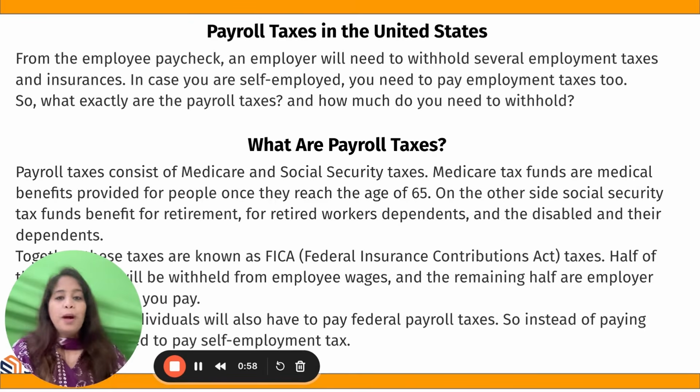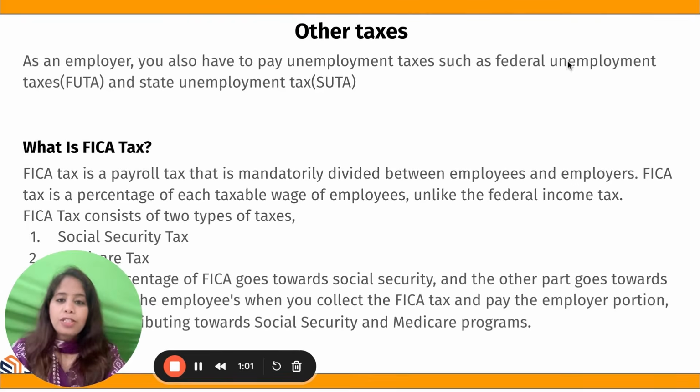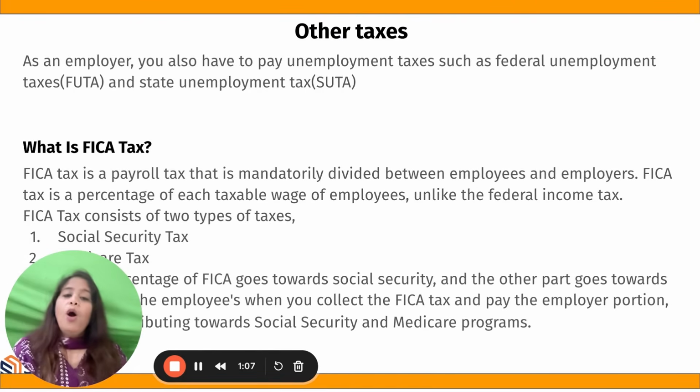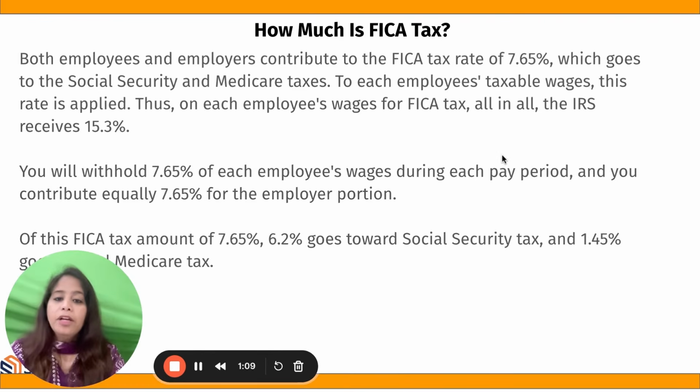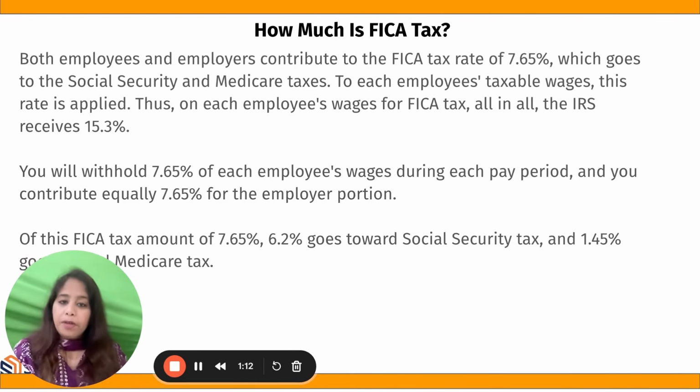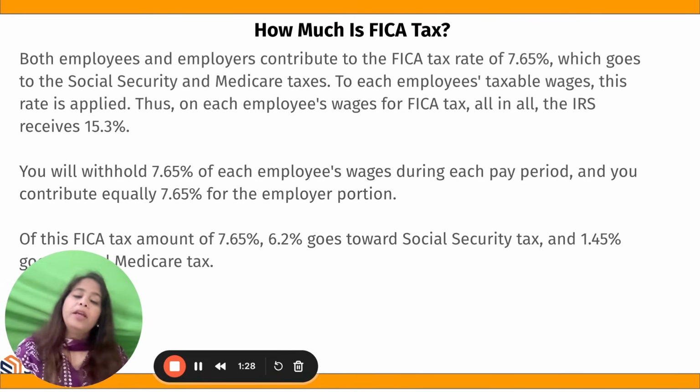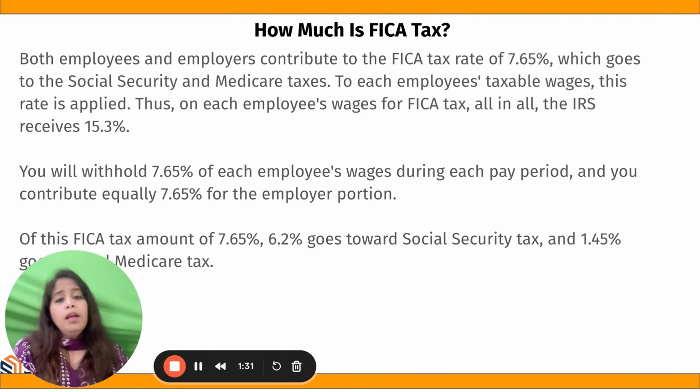FICA is divided into two parts: OASDI, Social Security, and the second part called Medicare. How much total FICA do we have? The total FICA is 15.3%, 7.65% from both sides. That 7.65% is further divided: 6.2% of the wages from the employee side for Social Security and 6.2% of the wages from the employer side, an equal contribution.